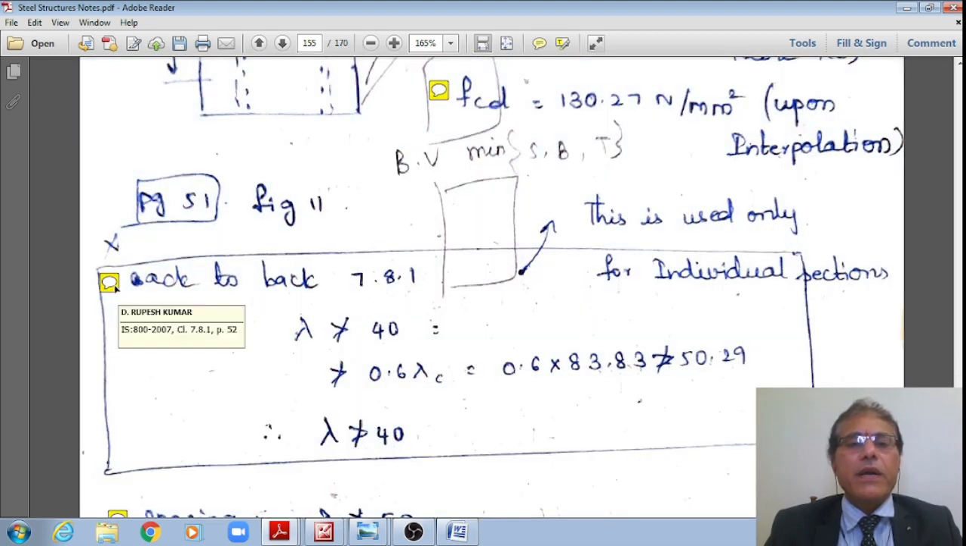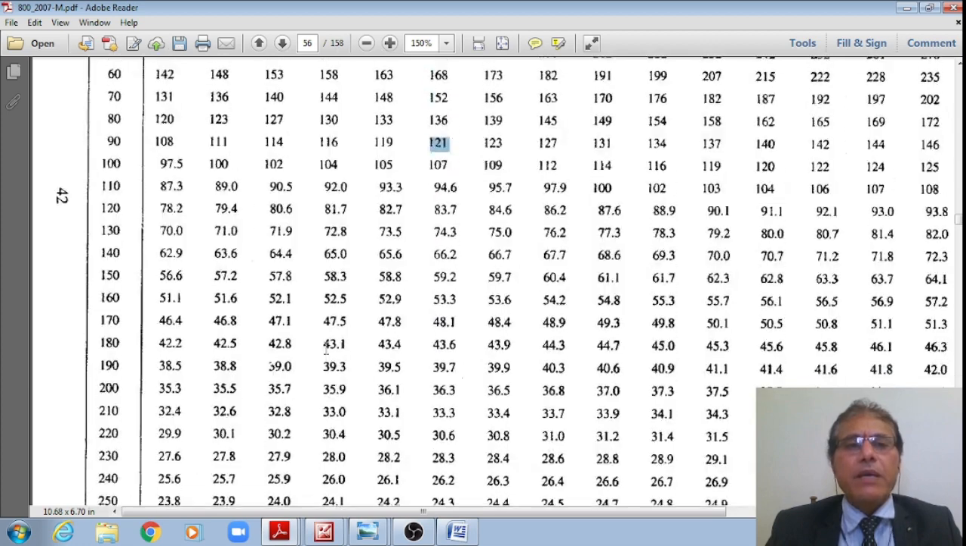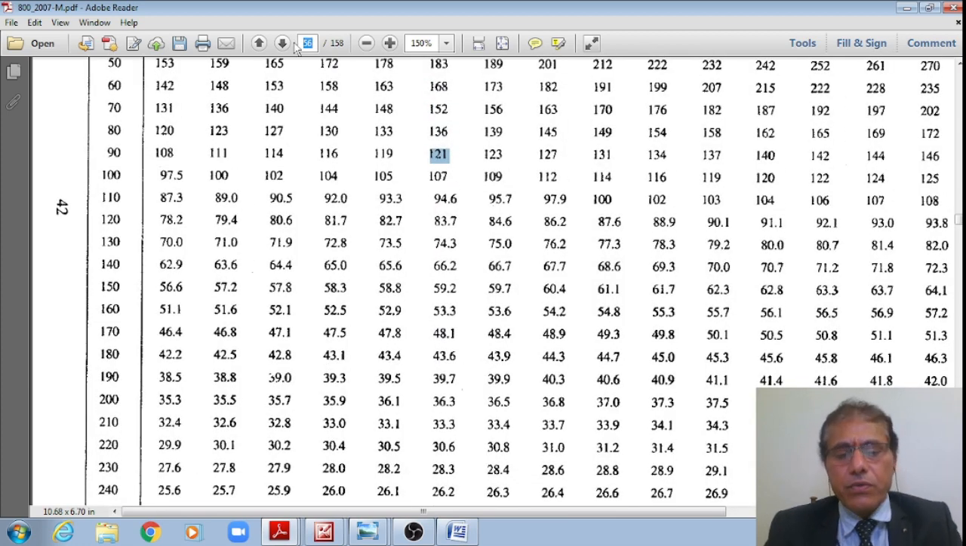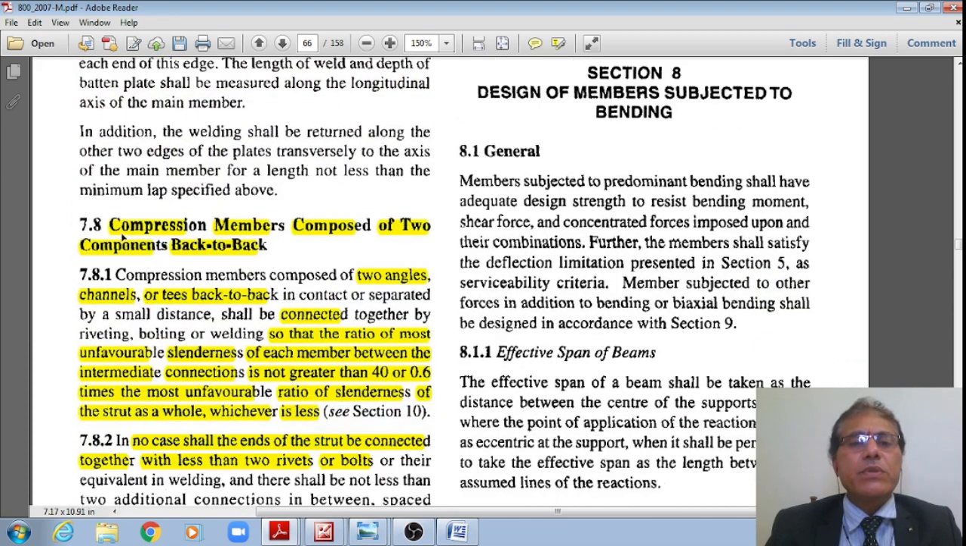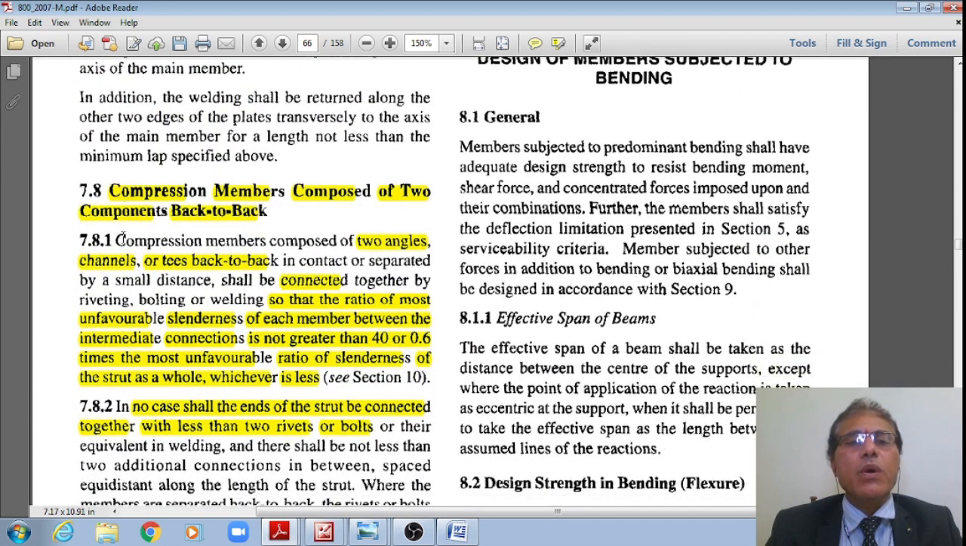Therefore, if I go to this clause 7.8.1, page number 52, student, let me go to that page. However, I am using a compression member composed of two components, two channels back to back. Please make a note. Therefore, the member between the intermediate connections shall not be greater than 40 or 0.6 times the most unfavorable slenderness ratio of the strut as a whole, whichever is minimum.